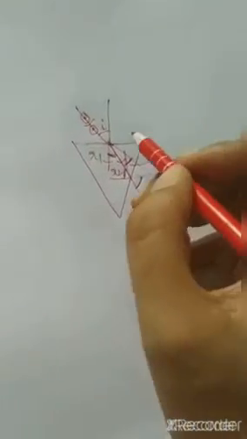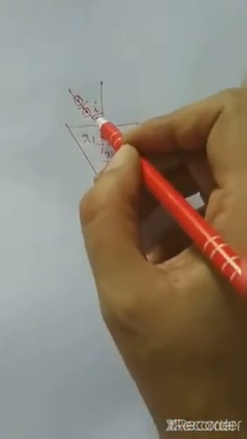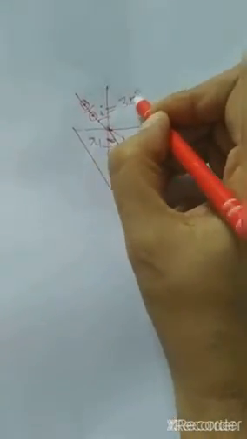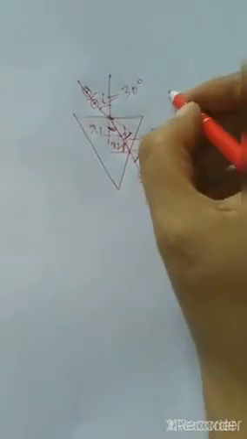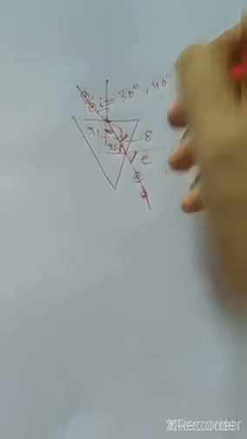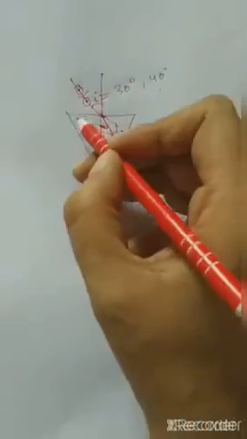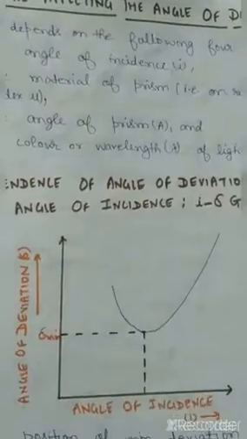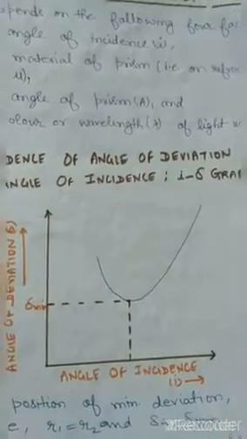I am just explaining to you, and in each case you will start increasing the angle, and again you will do this experiment. Suppose you had done this at 30 degrees, then the next time you will do it with 35 degrees, then 40, then 45, and for different values of I you will get different values of delta. Then you can plot the graph between I and delta. By plotting the graph between I and delta, this is how you will get the graph.